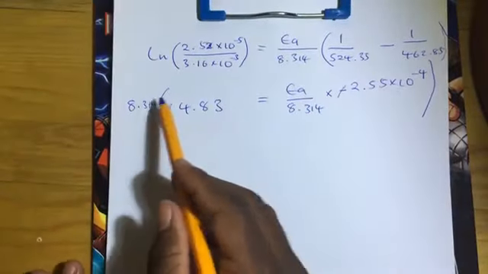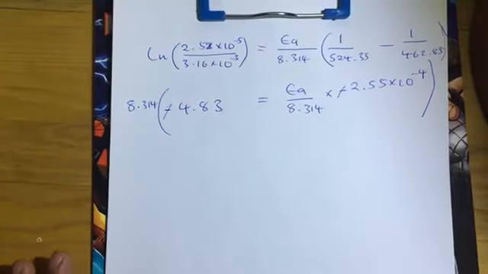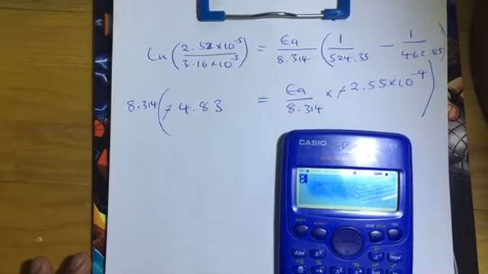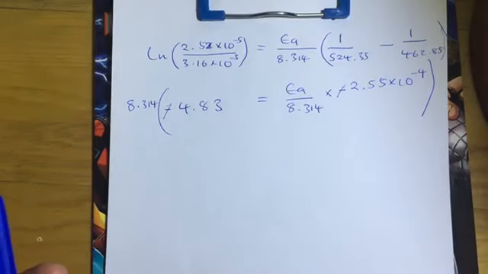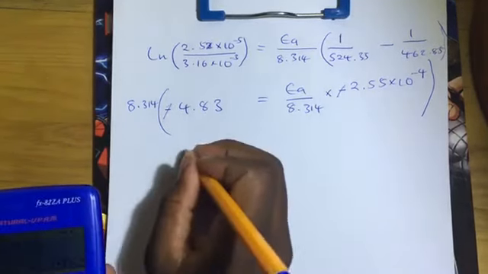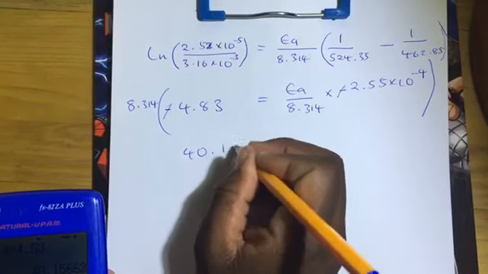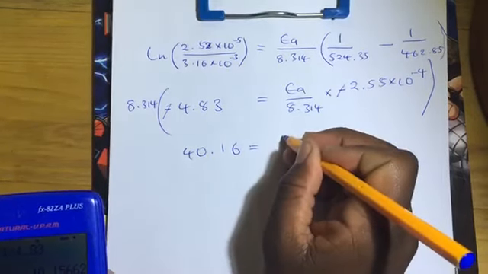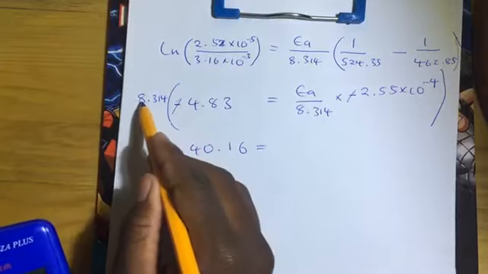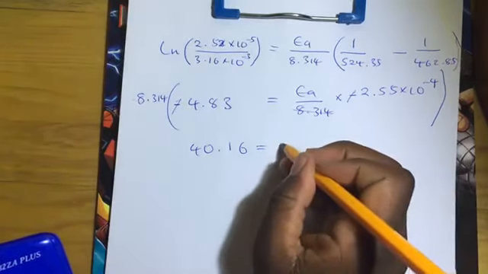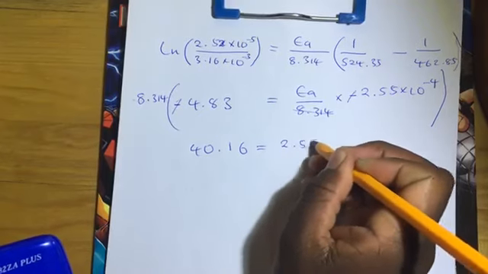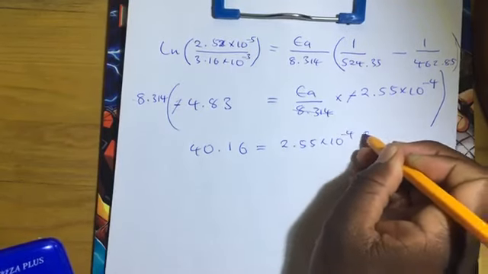Okay, so this times that is going to give me 8.314 times 4.83. So this is going to give us 40.16, which is equal to EA. Now, this 8.314 will cancel out with this 8.314. So I'll just be left with 2.55 times 10 to the power negative 4 EA.